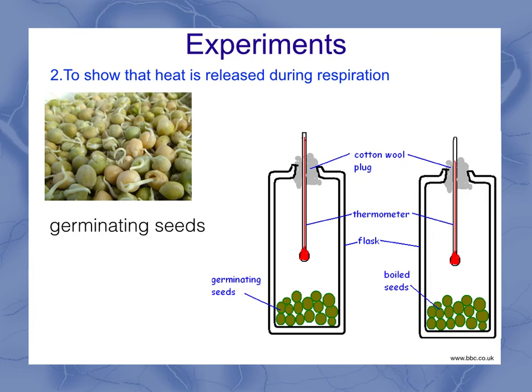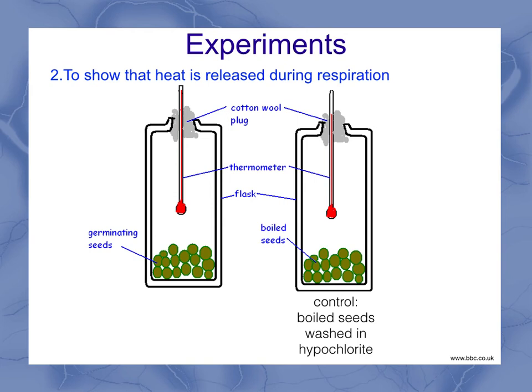And the last experiment is to test to see if heat is released during respiration. So for this experiment, we use germinating seeds that are placed in an insulated flask. It's important to have insulation because this will stop heat escaping. So what you do is you take a large number of seeds and you germinate them by soaking them in water. So lots of seeds will make our experiment more reliable. Then you take half the seeds and you kill them by boiling them. So this will be your control.